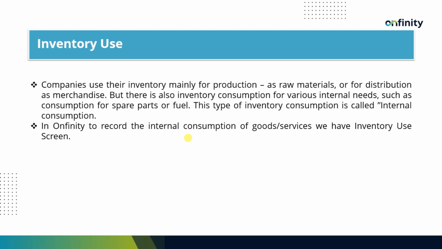Now let's understand what independent inventory use actually is. Companies use their inventory mainly for production, like raw materials, or for distribution as merchandise. But there is also inventory consumption for various internal needs, such as for spare parts or fuel. This type of inventory consumption is called internal consumption. In Onfinity, to record the internal consumption of goods or services, we use the inventory use screen. This screen allows you to document and track inventory movements that are not related to sales or production.